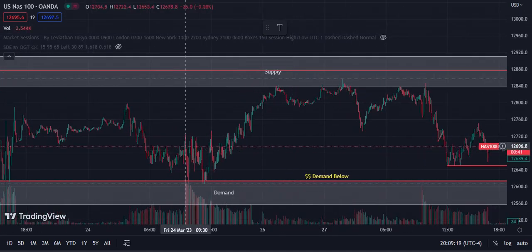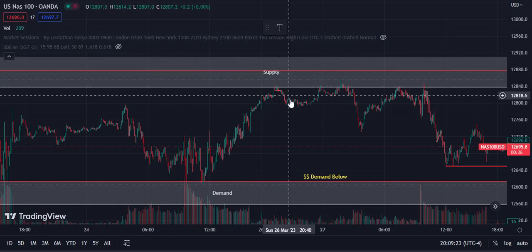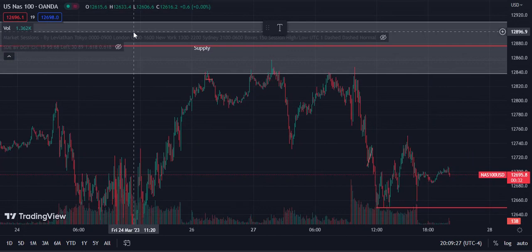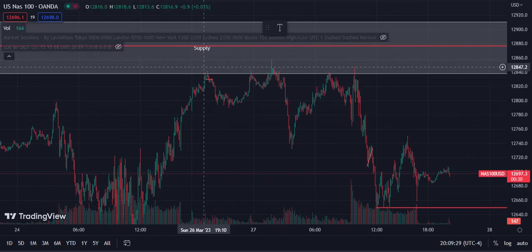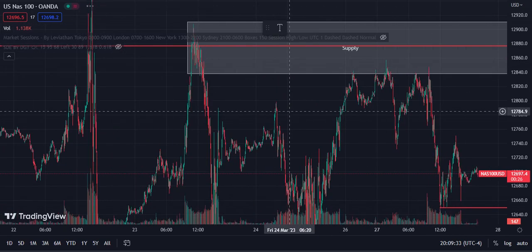Right, we saw that accumulation lower. We saw this run. Oops, my fault. We saw this run into this area. We saw this little break here, kind of take out these stops into supply.